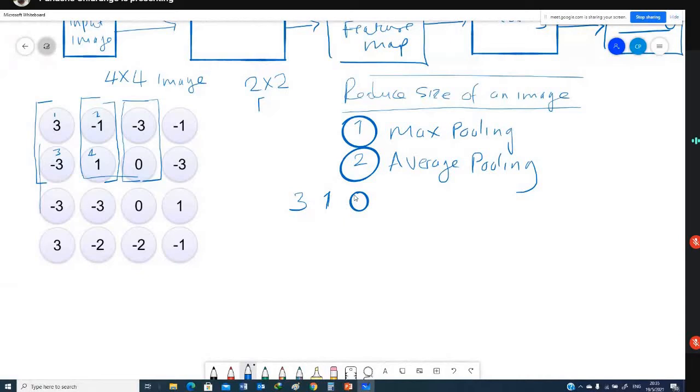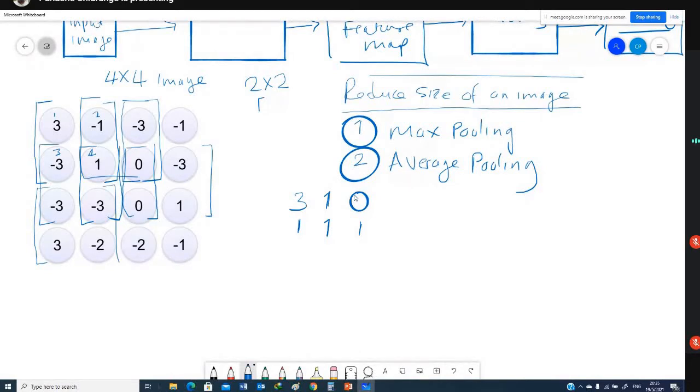Then we come back and then we go down. So -3, 1, -3, -3. What value do we get? 1. And then we move to the next. 1, 0, -3, 0. What do we get? 1. And then we move to this one. 0, -3, 0, 1. What do we get? 1. Right? And then we move down.